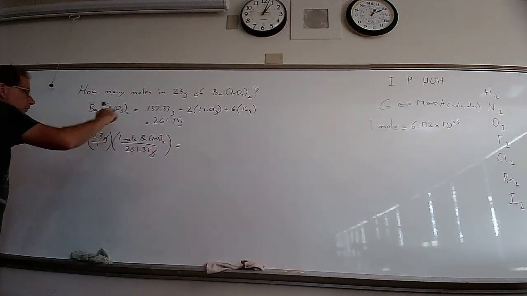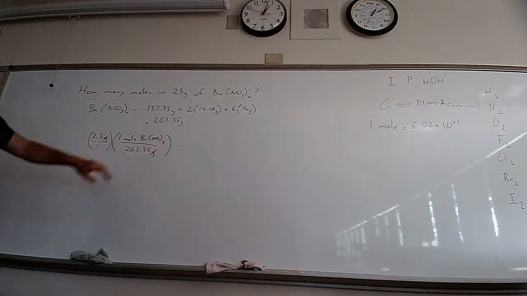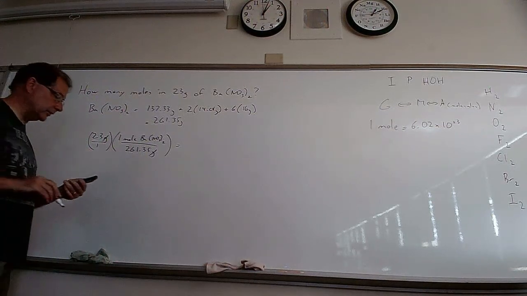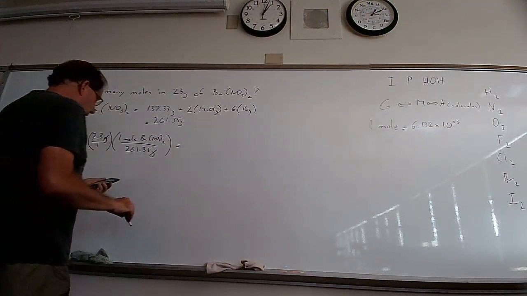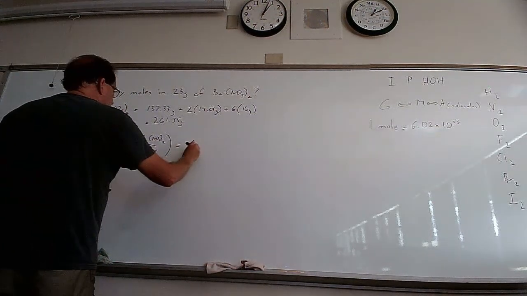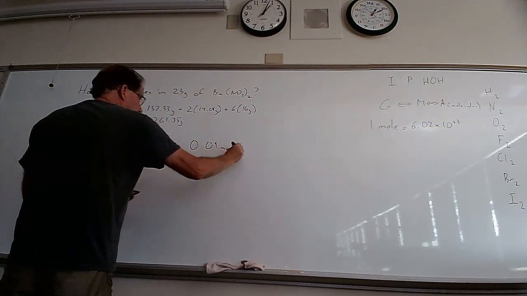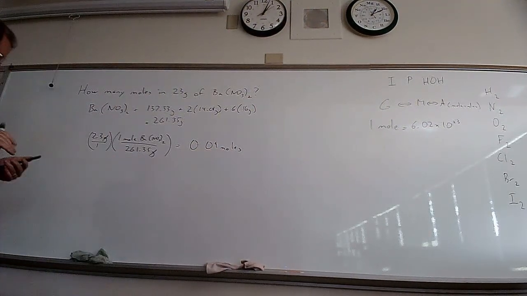So I take 23 divided by 261.35 on my calculator. So let's see, 23 divided by 261.35. And I get 0.088004592. Let's call that 0.09. So 0.09 moles. Really? I gotta do that. Yeah, that's right. 0.09 moles. Okay.